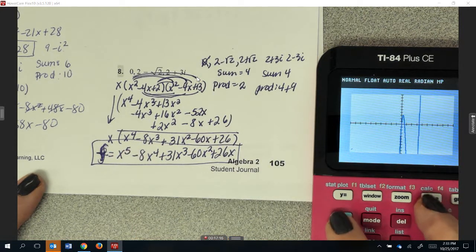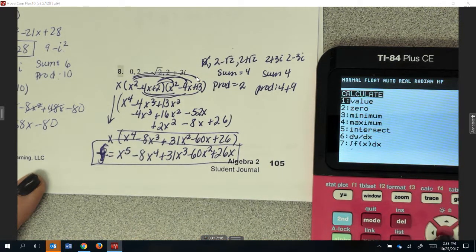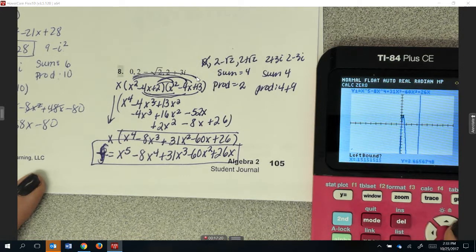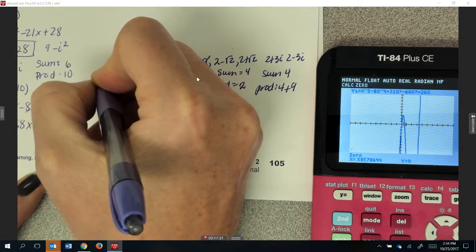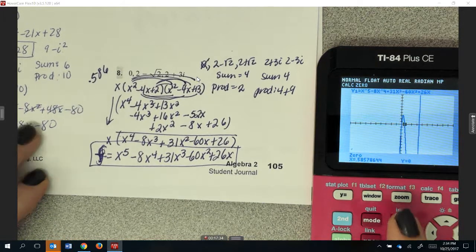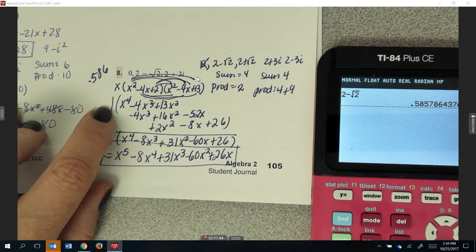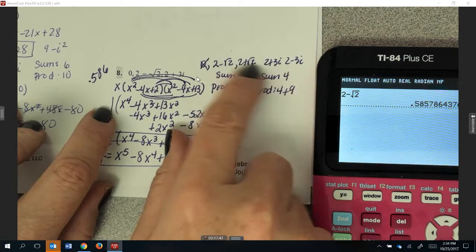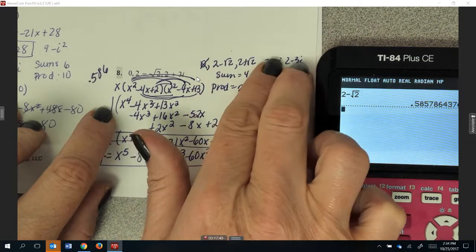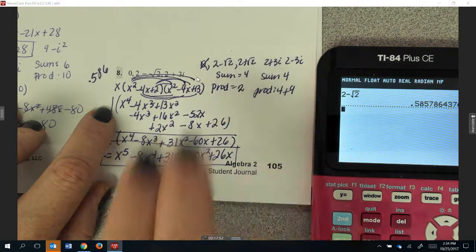Okay, so watch what I'm going to do to check this. We haven't really done this much yet, but I'm going to find this zero here by going to the left of it and to the right of it. Okay, so I got a zero of 0.586 basically. So I think that's going to be 2 minus radical 2. I think that's the same thing. Yay. All right, so that is right. So at first I was thinking they had given us 4 imaginary solutions, but these two are real solutions. These two are imaginary.